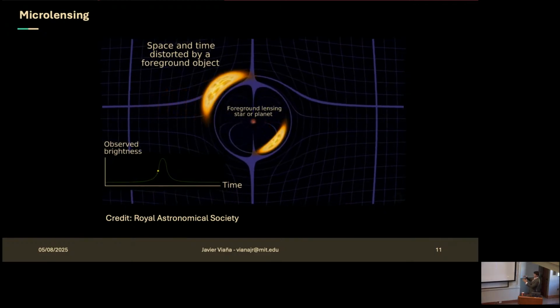This is a microlensing event, right? You have a background star, and then you have a foreground object, which could be a star or a planet, and it passes right in front of the background one.